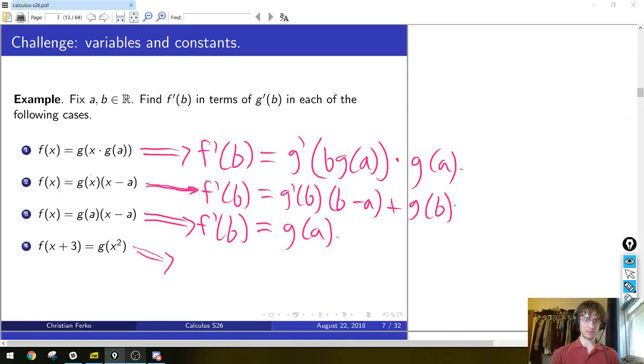All right, tricky part. This is where we have to be careful about what we mean by the dummy variable. So now the dummy variable is not x. The dummy variable is x plus 3. So we are asked to take the derivative with respect to x plus 3. Not the derivative with respect to x, the derivative with respect to x plus 3. Okay, so what should I do to do this derivative?